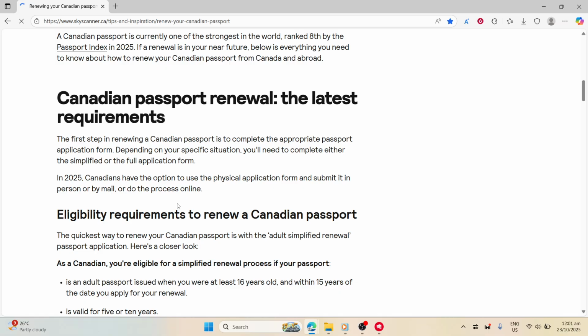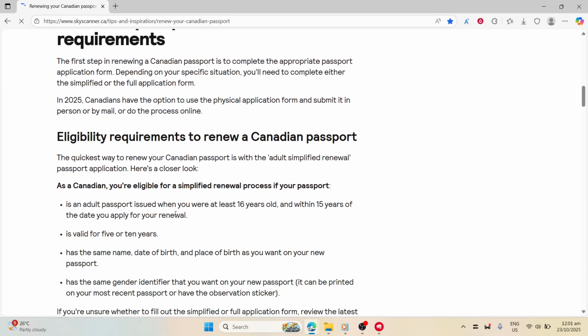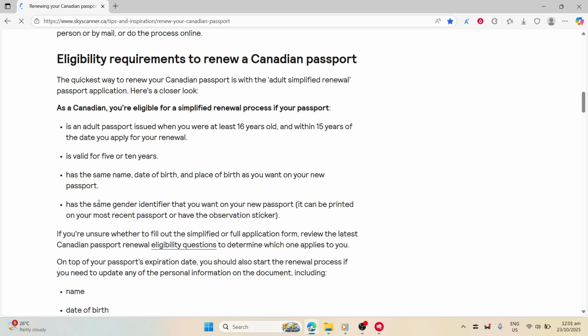If you're eligible, the quickest way would be utilizing the adult simplified renewal method. You can go this route if your previous passport was an adult one, issued when you were at least 16 years old, but within 15 years from your new application date, and was valid for either 5 or 10 years. It's essential that your name, date of birth, place of birth, and gender identifier remain the same on the new passport. But wait, what if you don't meet these criteria?